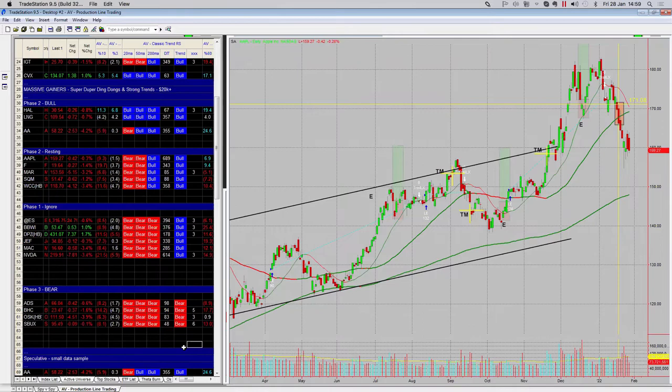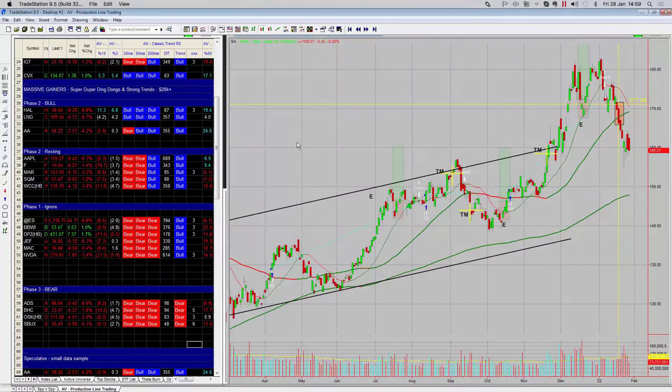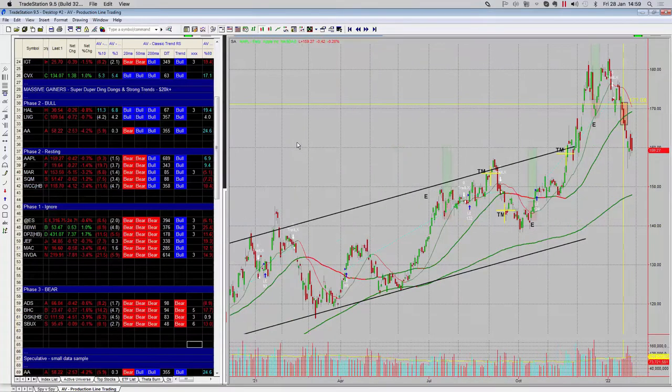The other mistake and trap that you can easily fall into is, now that you're looking at this chart, we're looking at Apple, for example. Now you're looking at this chart, what a lot of newer traders will tend to do is then ask the question, how do I trade this chart?